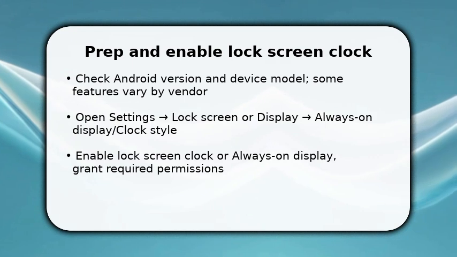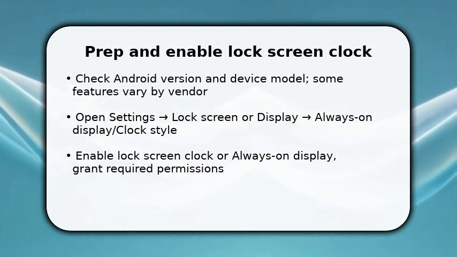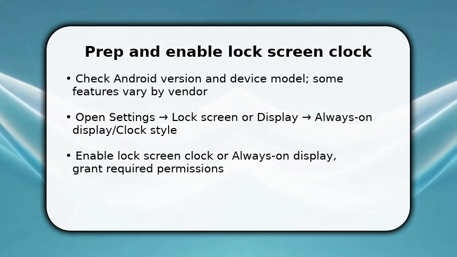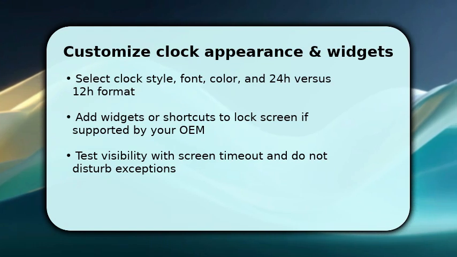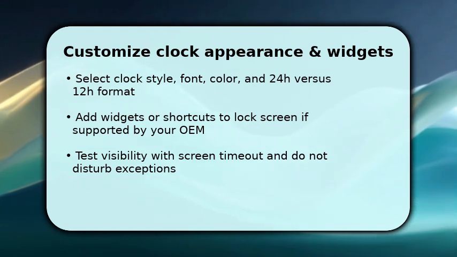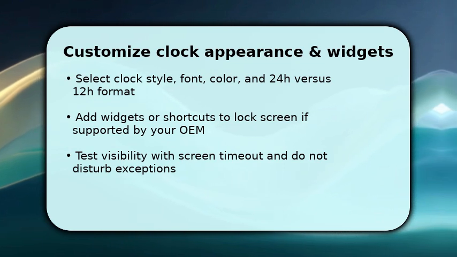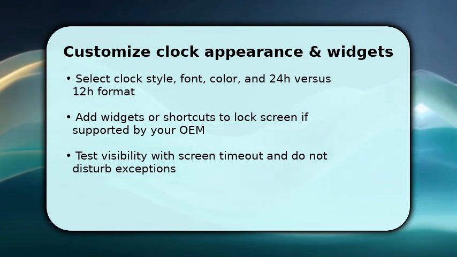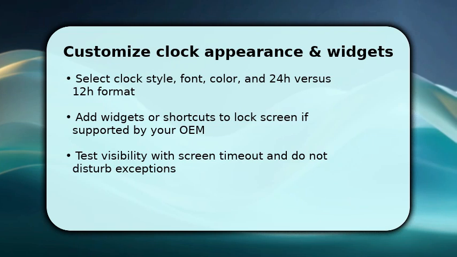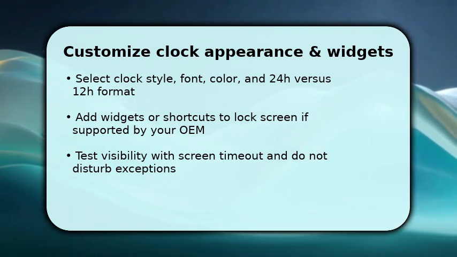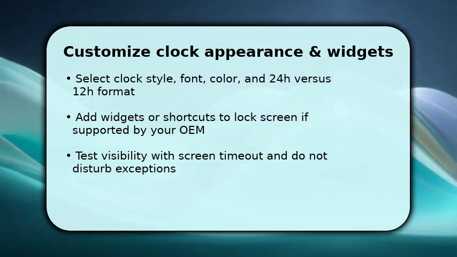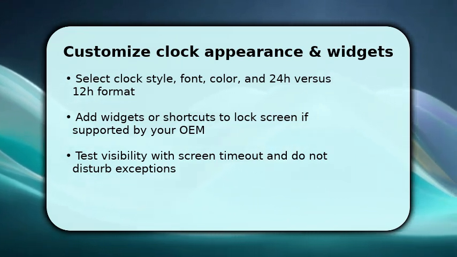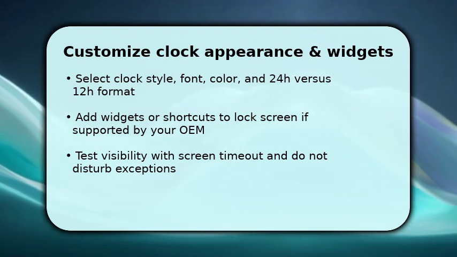Now you modify the visual and interactive settings so the clock is useful at a glance. In Clock Style, pick size, font, and color. Change 12-hour or 24-hour format under System or Date and Time if needed. If your phone supports lock screen widgets, add a clock widget or shortcuts. Make sure screen timeout and power-saving modes don't hide the clock. Adjust always-on display brightness and do not disturb exceptions, so notifications still show.